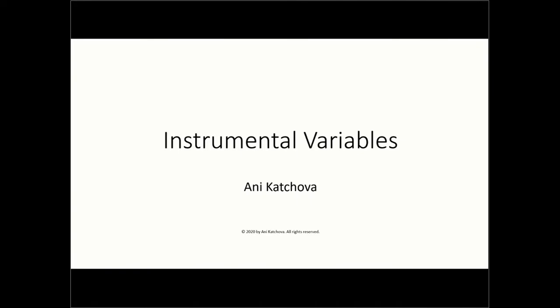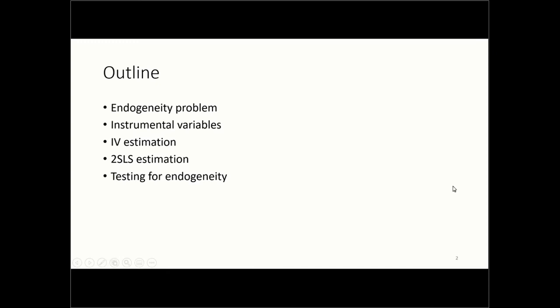In this presentation, I will talk about instrumental variables. The outline of this presentation will be first to define the endogeneity problem, then talk about instrumental variables and their properties. Then I will discuss the IV estimation and then the two-stage least squares estimation. And I will talk about it both in terms of simple regression and multiple regression, and then I will finish up with testing for endogeneity.